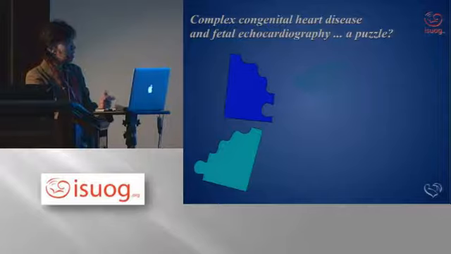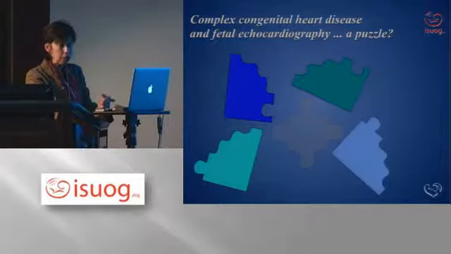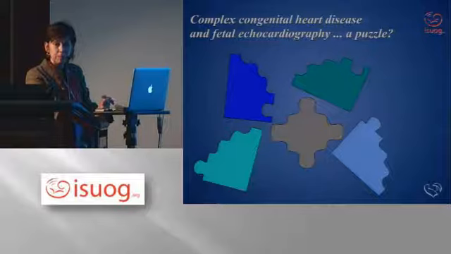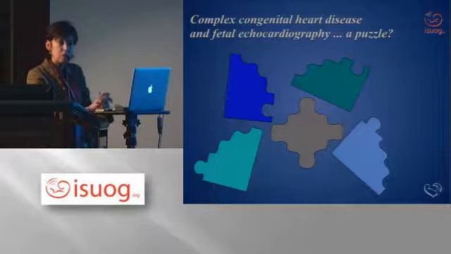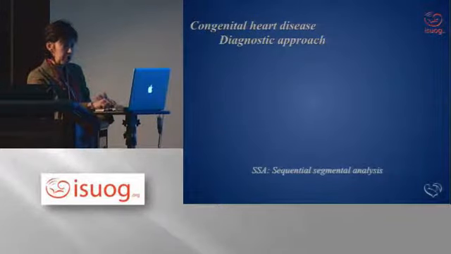I think for many people, when you talk about complex cardiac abnormalities, it looks like a puzzle where the pieces are not quite put together. And you look at the heart and you say, oh gosh, what is this? So the thing to do is not to panic. Try and look at it in a sequential way, having a method to allow you to describe the heart in a way that you'll be able to put those pieces of the puzzle together and hopefully understand what's happening.